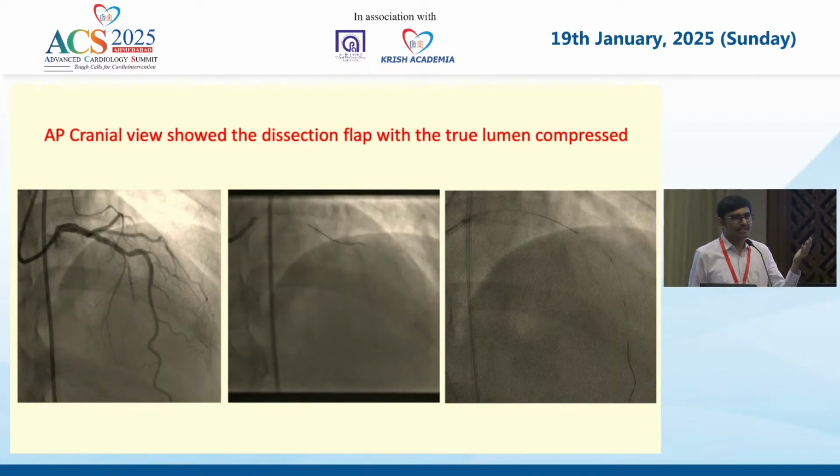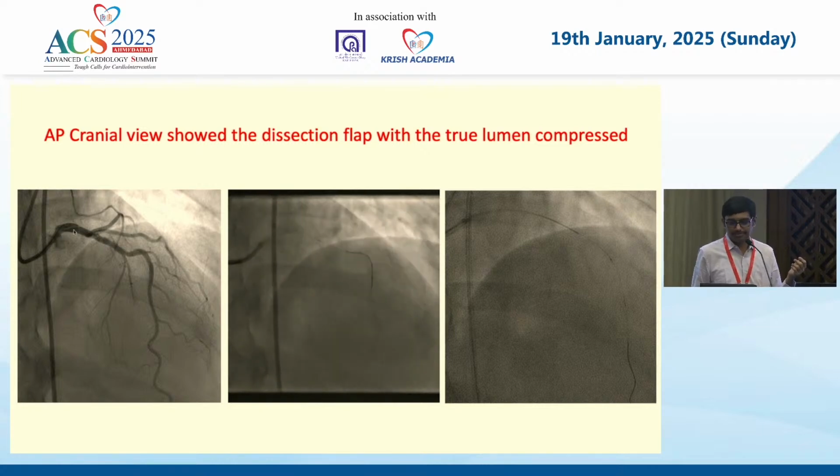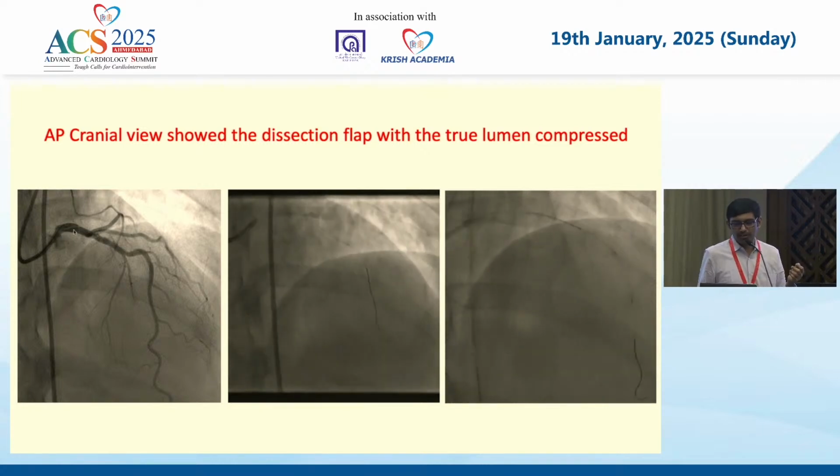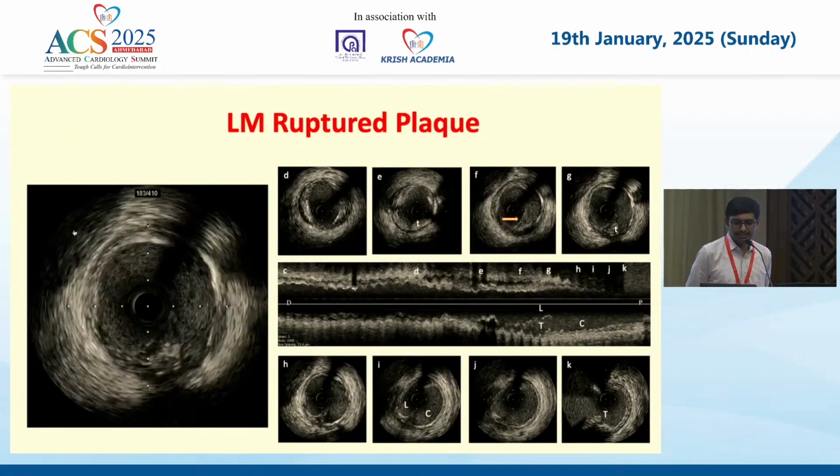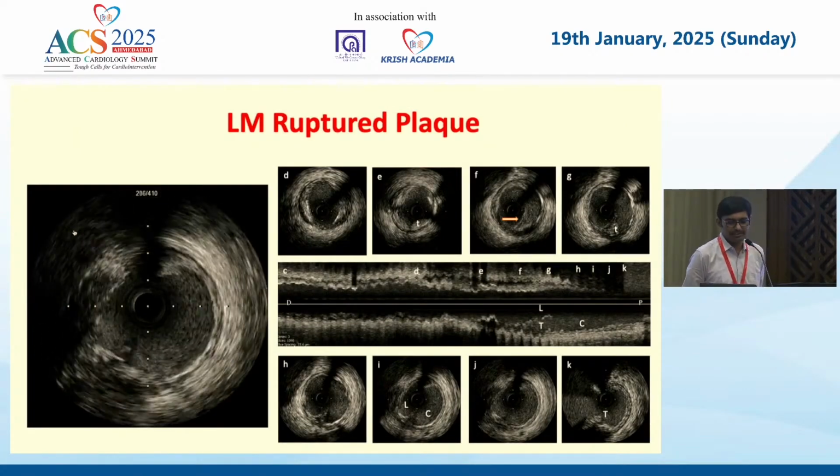Once you switch to cranial view, we left the wire there and used a second wire. You can just see how compromised your left main is here. And after wiring, this is your IVUS. Any guess? What do you think this is?